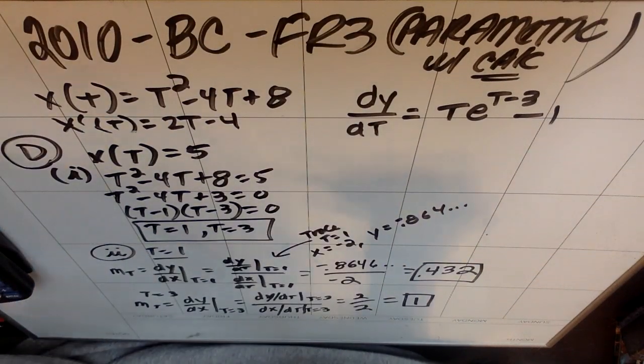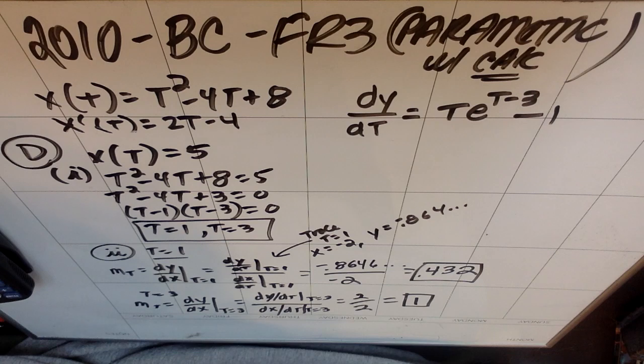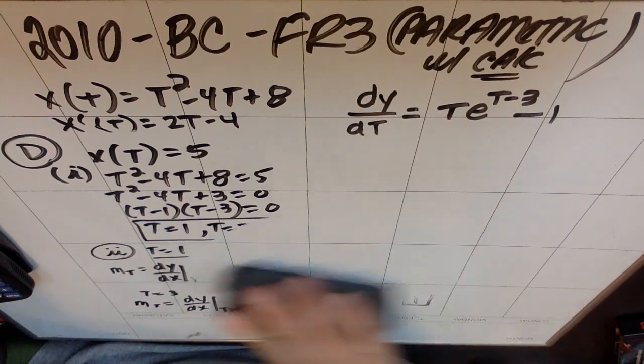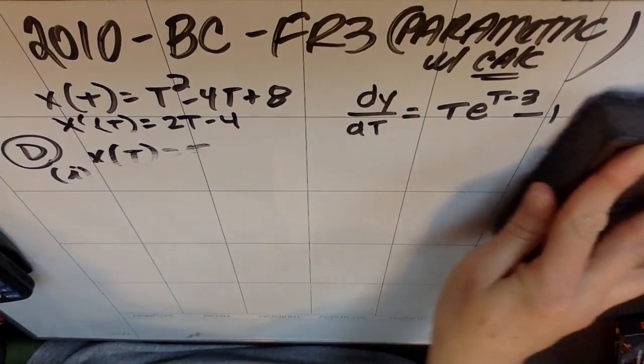All right, last bit, Roman numeral 3, because this part D is long. Find the y coordinate of that point given that y of 2 is 3 plus 1 over e. Okay, so this is one of those first fundamental theorem of calculus problems.